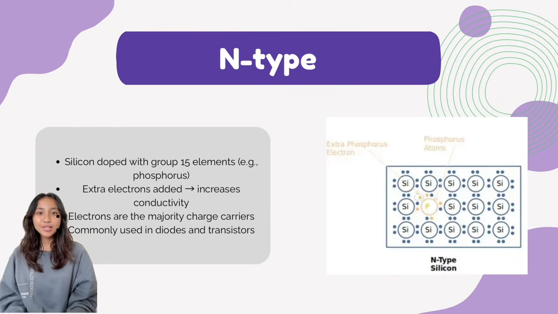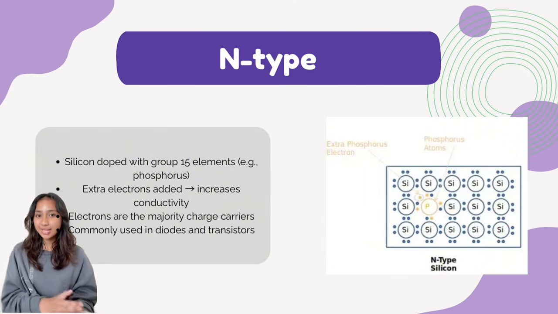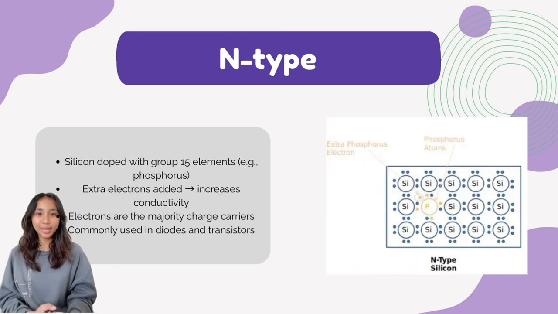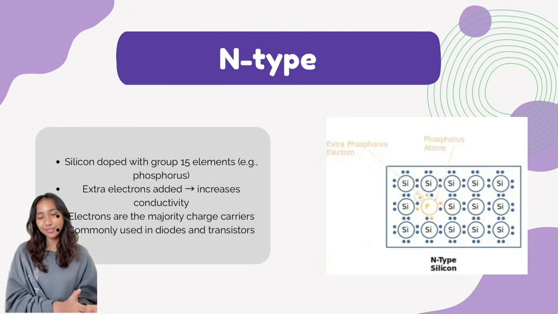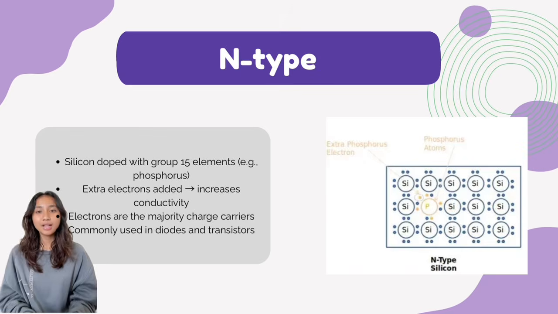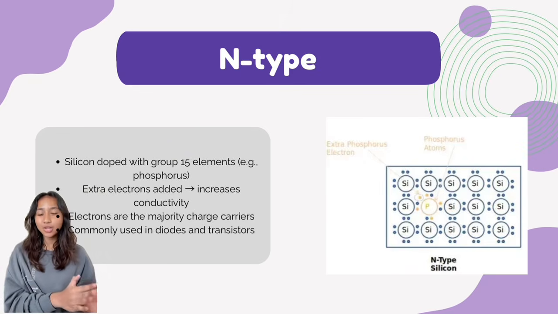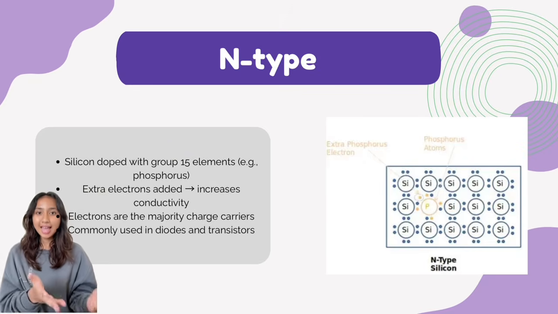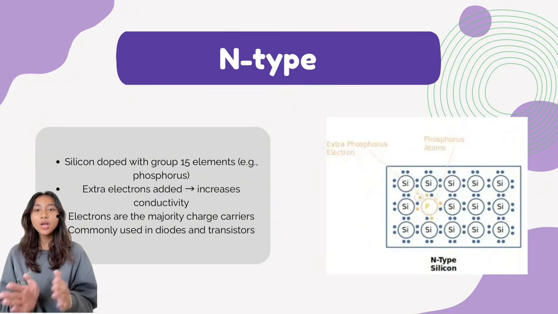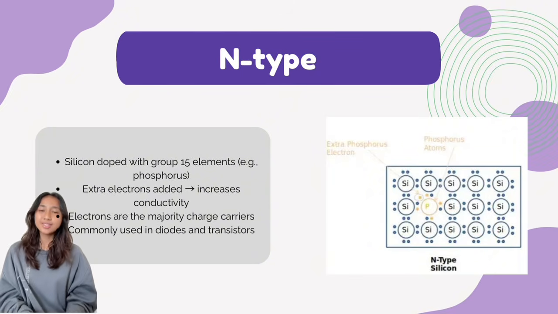Now, let's take a closer look at n-type silicon. This material is created by doping the silicon lattice with a group 15 element, such as phosphorus. Because phosphorus atoms have 5 valence electrons compared to silicon's 4, an extra electron is introduced into the system for every phosphorus atom added. This extra electron is not needed for bonding, so it is free to move, which significantly increases the conductivity of the material. In n-type semiconductors, these electrons are the majority charge carriers. Due to these properties, n-type silicon is a fundamental building block commonly used in the creation of diodes and transistors.